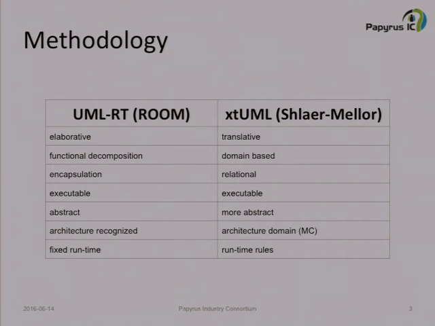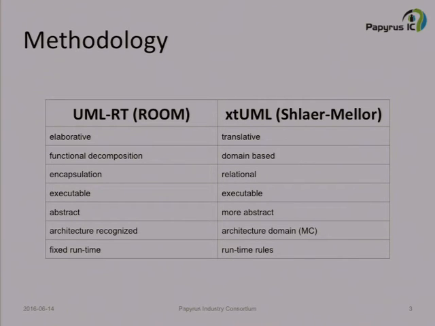So UML-RT is based on a methodology that was published at roughly the same time as xtUML. Bran Selic published the ROOM book that we saw a picture of there in the mid-90s. Sally Shlaer and Stephen Mellor published their seminal works on object-oriented analysis and recursive design in the early 90s, based on work that both of them had done in the 80s. The methodologies have the same goals, but they take different approaches.